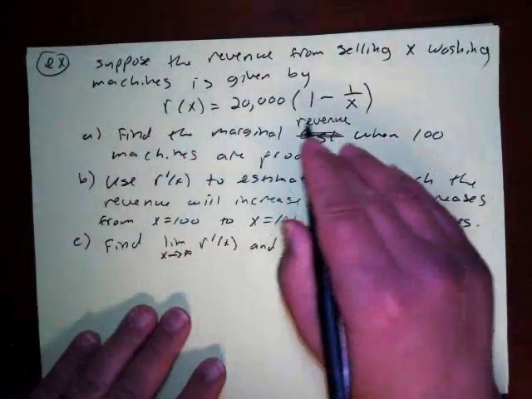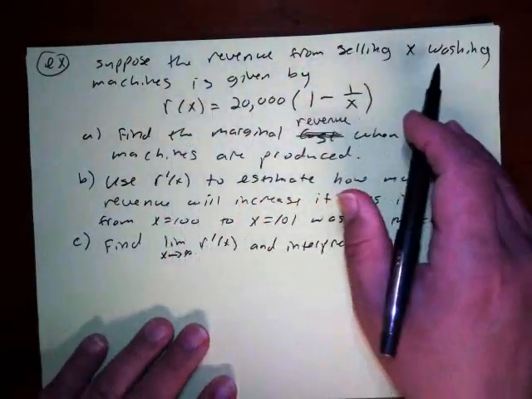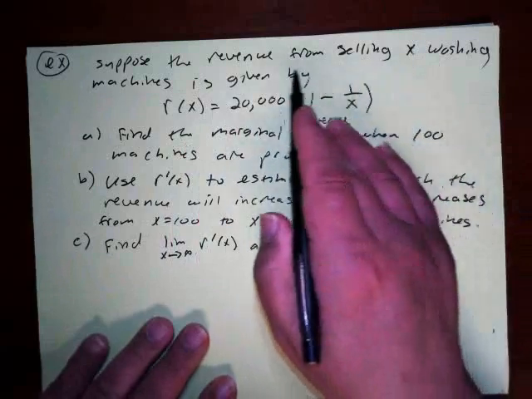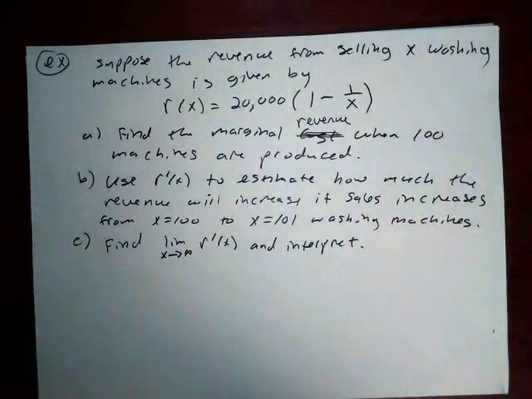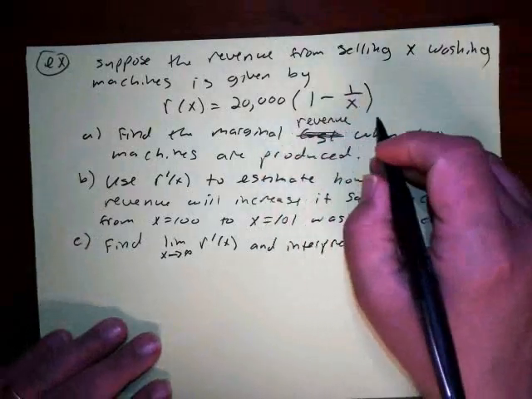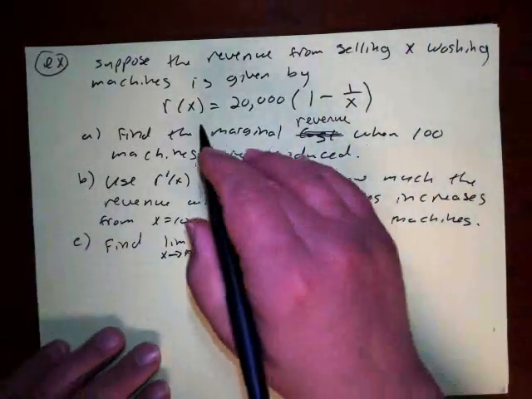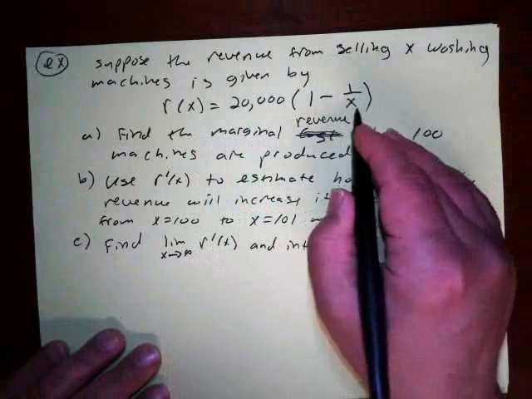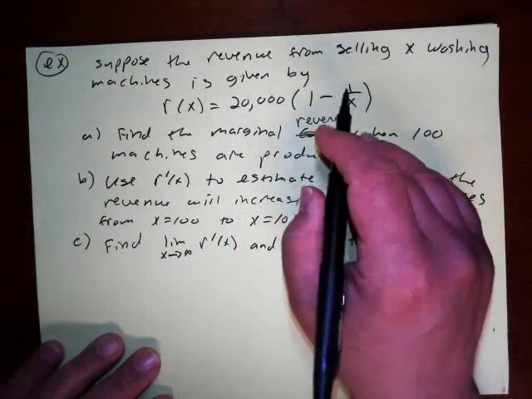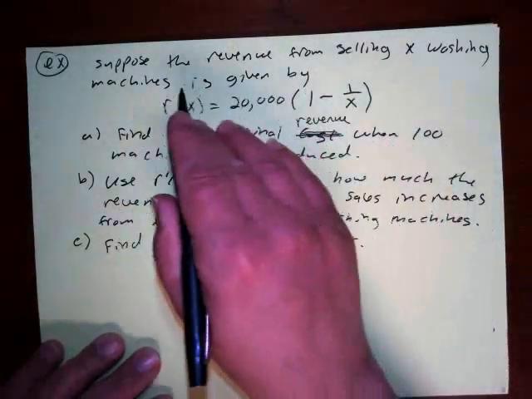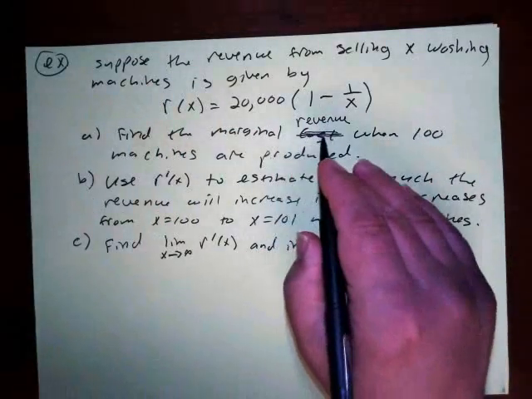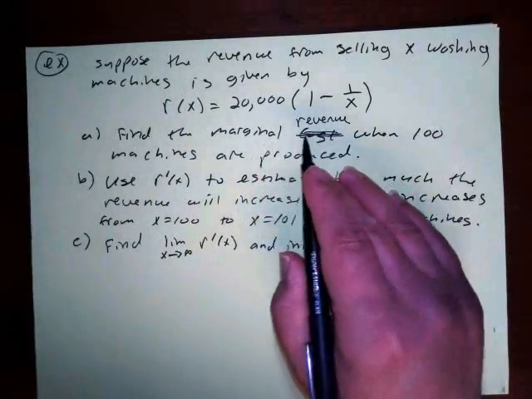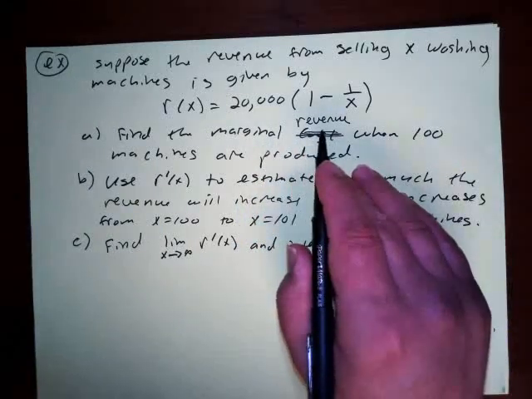In this example, I have a revenue equation. The idea is this is how much you would make by selling x washing machines per week, I think. So this is a weekly thing. If you sold 100 washing machines in a week, this is how much revenue you would make for doing that.